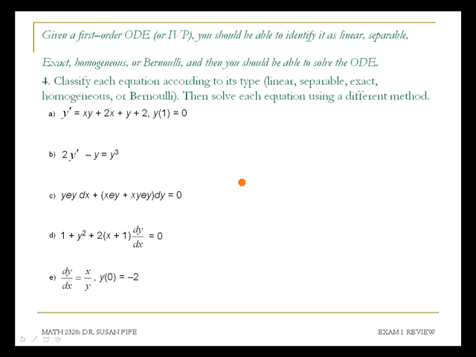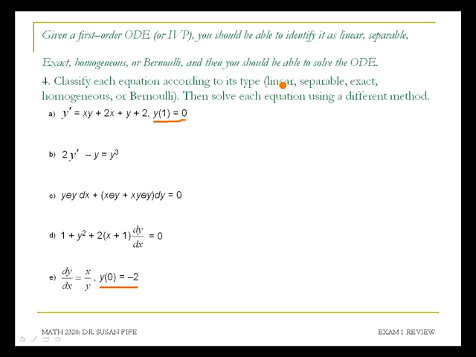Here we're asked to classify each equation according to its type, whether it's linear, separable, exact, homogeneous, or Bernoulli, and then solve each equation using a different method. So let's look through these and decide which ones are linear and then which ones are separable and exact and so forth, and how can we identify them. Notice here these boundary values or initial values we don't need to really pay attention to here, but when we solve the equation we're going to want to use those to solve for our constants.